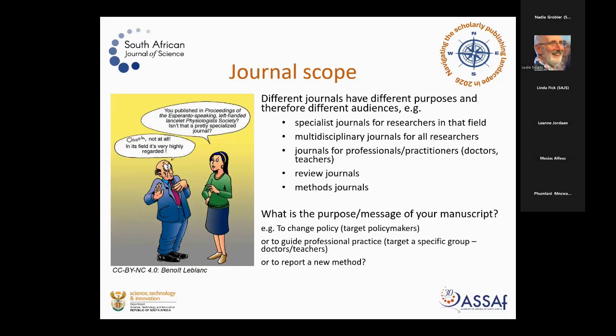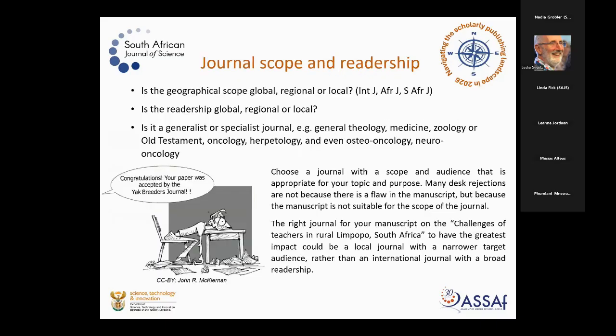And to decide on what journal you want according to scope, you need to ask, what is the purpose or message of your manuscript? Are you aiming to change policy and therefore want to target policy makers? Are you wanting to guide professional practice and therefore you want to target doctors or teachers? Are you reporting on a new method? And it's important to know the purpose of your manuscript when you're considering what journal to submit to.